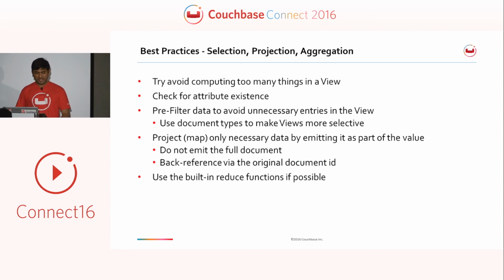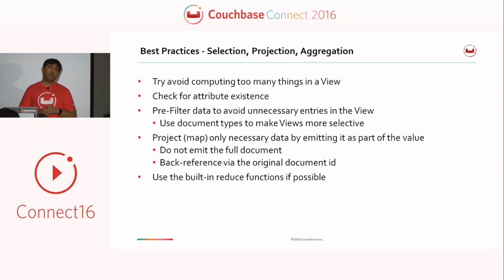So best practices: avoid computing too many things on a view. You should not have a big 150 lines of JavaScript code to compute a view. Try to avoid it, and check for attribute existence. Before you do any operations or filtering, just make sure that the attribute exists. You'll have to check on that, and have a pre-filter condition to check if there is a document type.